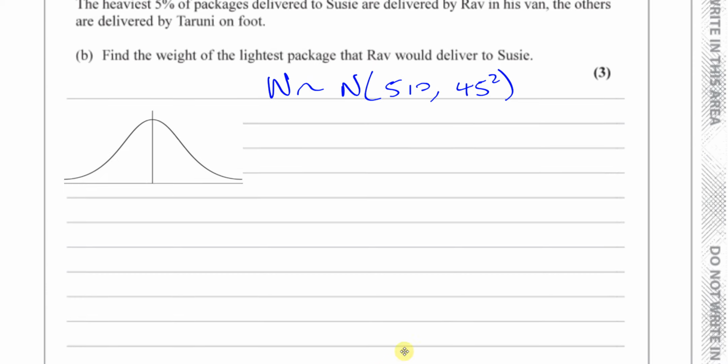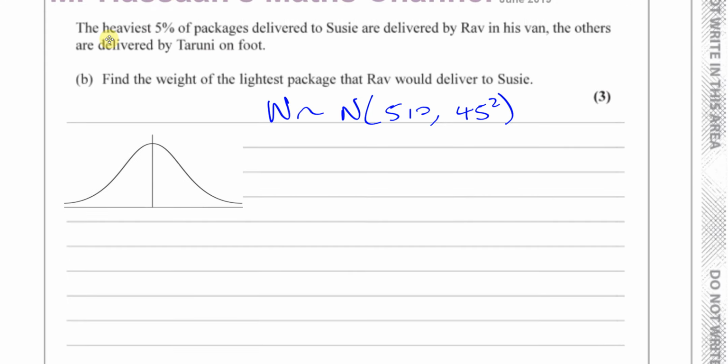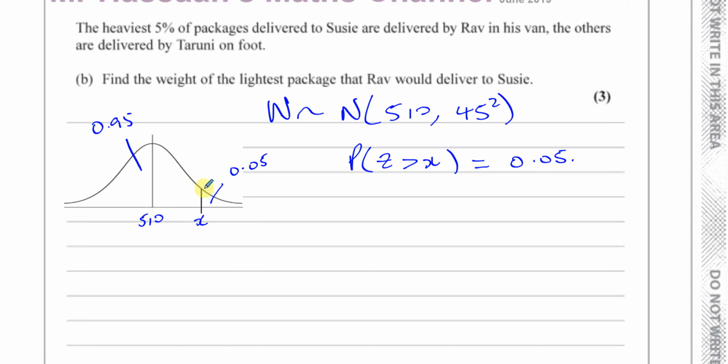So let's get our curve again. The heaviest 5% would be somewhere over here, such that this area is 0.05, and this area will of course be 0.95, the area all the way from there to there. We know that the mean is 510. We want to find out what this value is here. So we know that the probability that z is greater than x is equal to 0.05, and we want to find what that value x is. We want to find that z value for this particular area being 0.05.